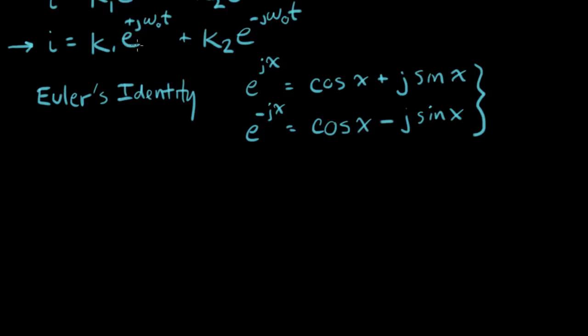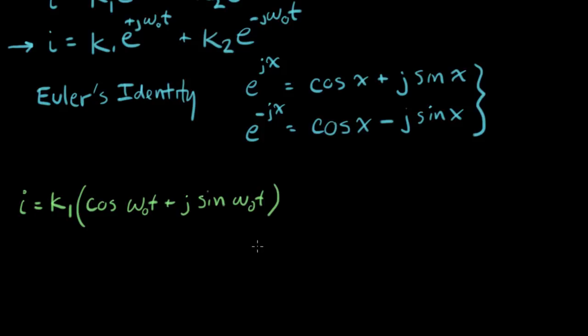Now I'm going to go back and rewrite these two exponentials using Euler's identity here. And this is going to get big, but it'll collapse down pretty soon. Okay, let me move over here. I equals K1 times e to the plus j omega t. Let's use this one here. So that would be cosine x is omega naught t, plus j sine x is omega naught t, and we use the first one.